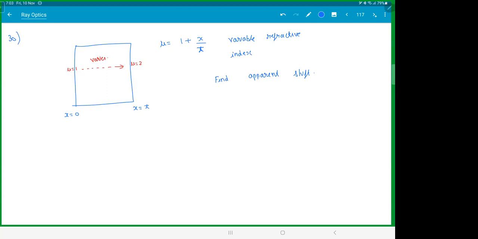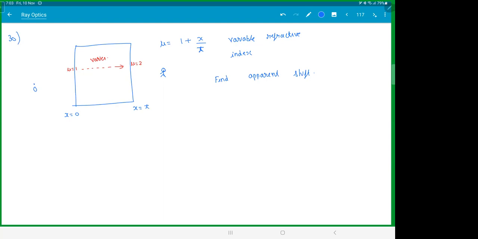I am asking you to find the apparent shift. Why do you want to find the equation of the curve? Meaning, if there's an observer here and there's an object here, what is the shift? How much closer will it come?